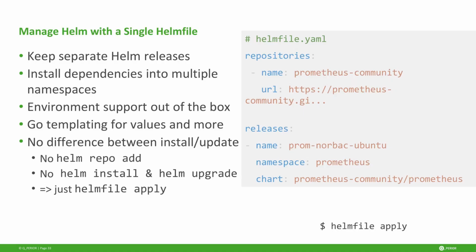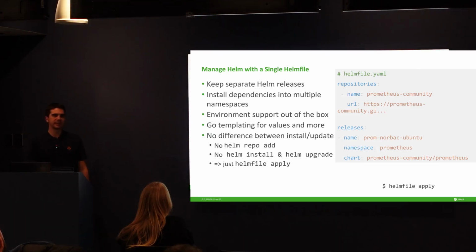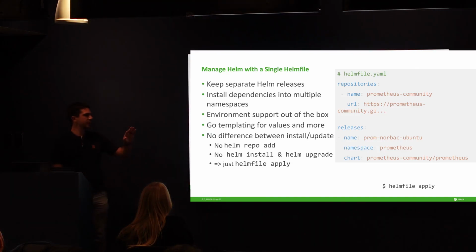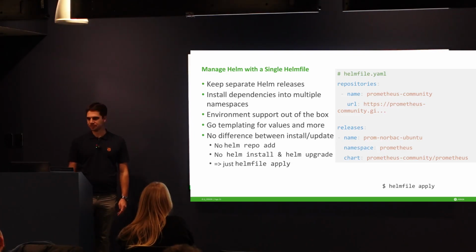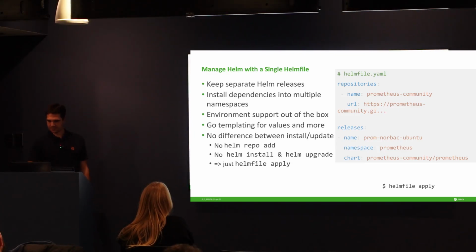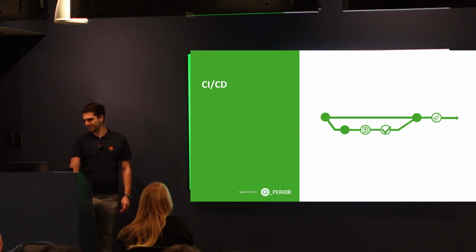And another really good point about helmfile is there is no difference between install and upgrade and subcharts adding and so on. It's really more declarative. You can always just use helmfile apply. First time, second time as well. And with that, why is that so important? That it's always the same for CI/CD.